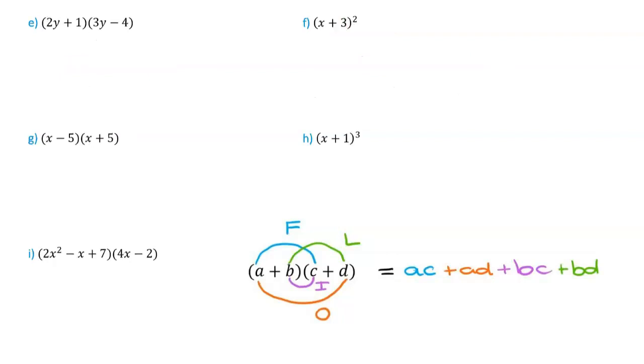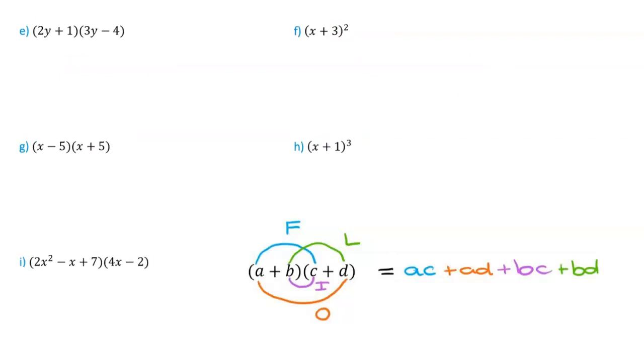Okay, we've now got 2y plus 1 in brackets times 3y minus 4. It's going to be exactly the same deal. We're just going to follow that same process along. So we're going to do 2y times 3y because that's our first of FOIL. 2y times 3y is going to be 6y squared. Now we're going to do our outside. 2y times minus 4. Let's sign number letter it. It's going to be negative 8y.